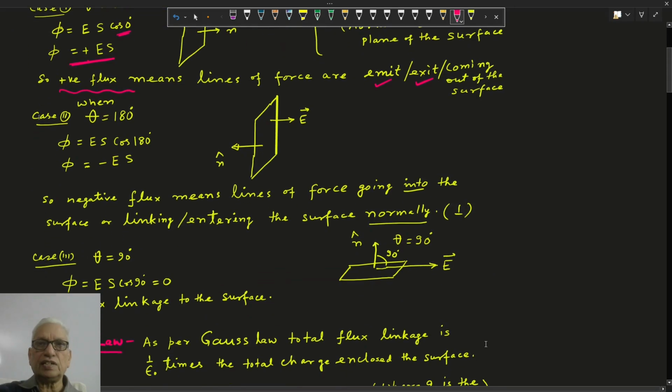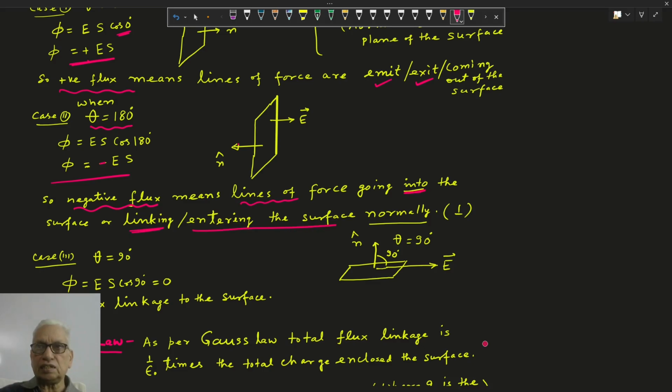If theta is 180 degrees, it means the electrical field and the normal unit vector to the area surface have an angle of 180, and cos 180 is minus 1. So this flux is called negative flux. It means the lines of force are going into the surface, linking the surface or entering the surface, normally perpendicularly. This is the negative flux. The difference between positive flux and negative flux: if the lines of force are coming out of the surface, it is positive flux. Going into the surface, it is negative flux.